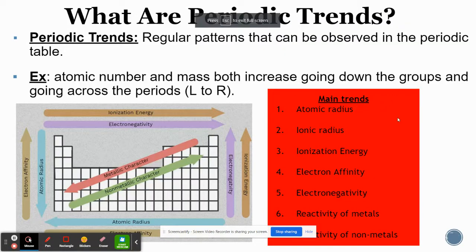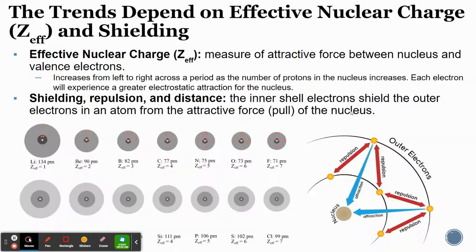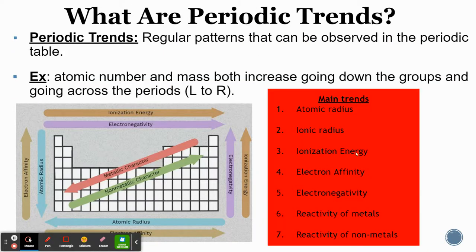The main periodic trends or patterns that we're going to see are the atomic radius, ionic radius, ionization energy, electron affinity, electronegativity, reactivity patterns in terms of metals, and then reactivity patterns for nonmetals. And you can see all the different patterns over here summarized in this figure. And we'll be able to explain what they are in a bit, but the idea with these arrows is that, for example, this would be smaller and it gets larger as you go towards the arrowhead.